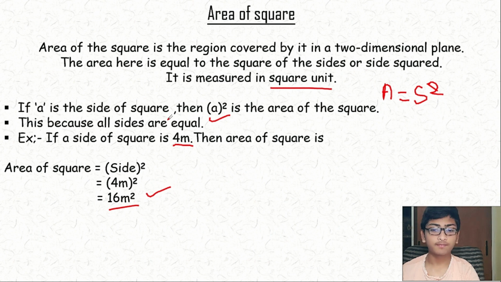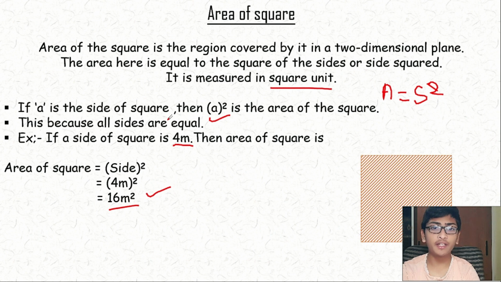That's it. Next comes the perimeter of a square. Here is the diagram which shows the area. This whole region is the area of the square. If this side is 4 meters, then the whole area is 16 square meters.